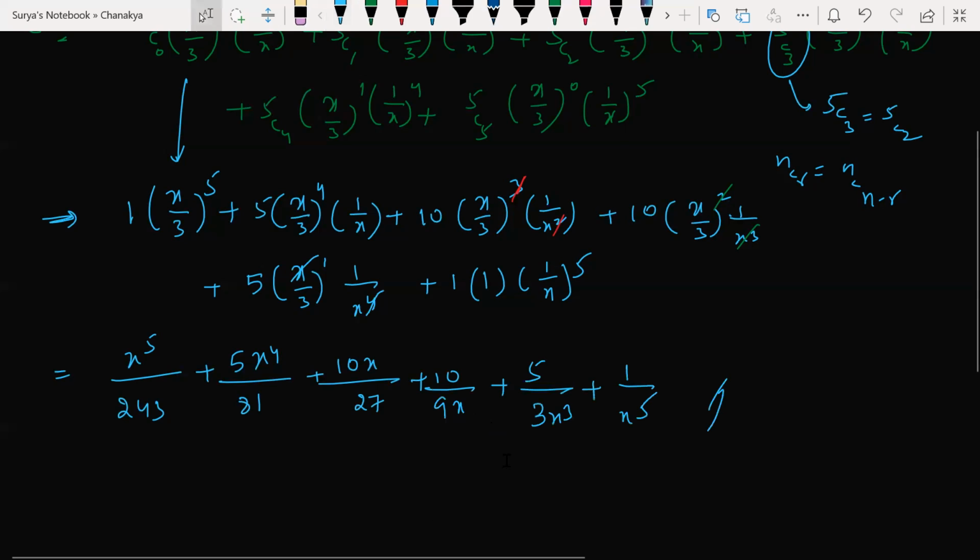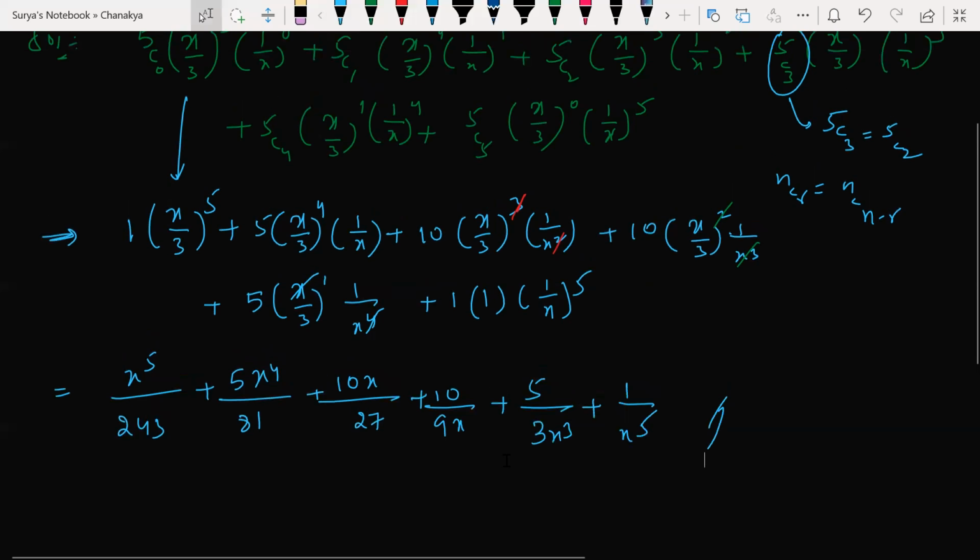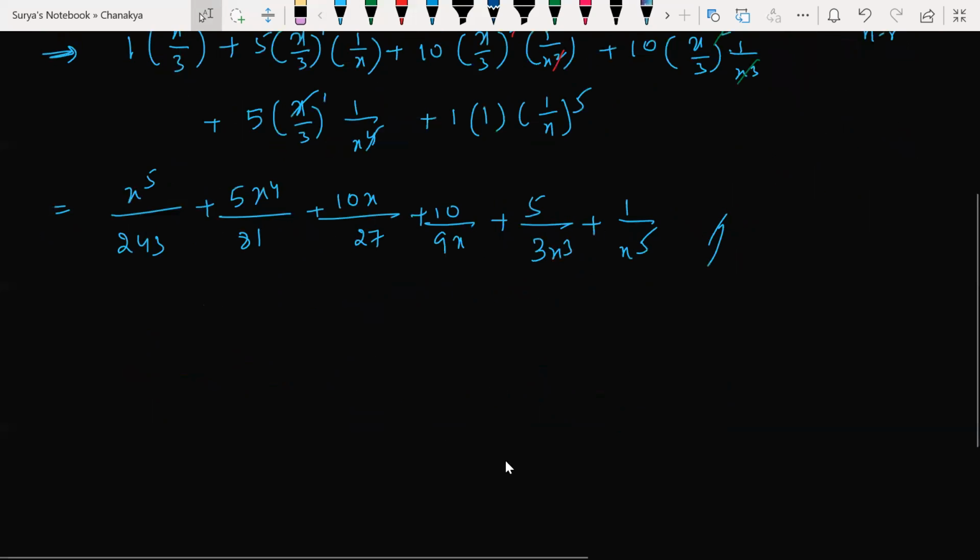Any doubts, guys? Basic calculation. Basic means basic calculation. Hope it is clear with you all. Guys, have you understood the pattern of how we solve this? Will you be able to solve this now? Yes, sir. Next, we'll solve one more question related to this.